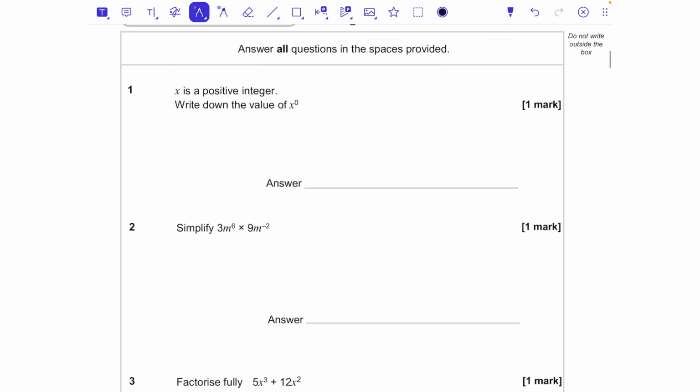Question number 1, x is a positive integer, so a positive whole number. Write down the value of x to the power of 0. Well, we know that anything to the power of 0 is going to be 1.